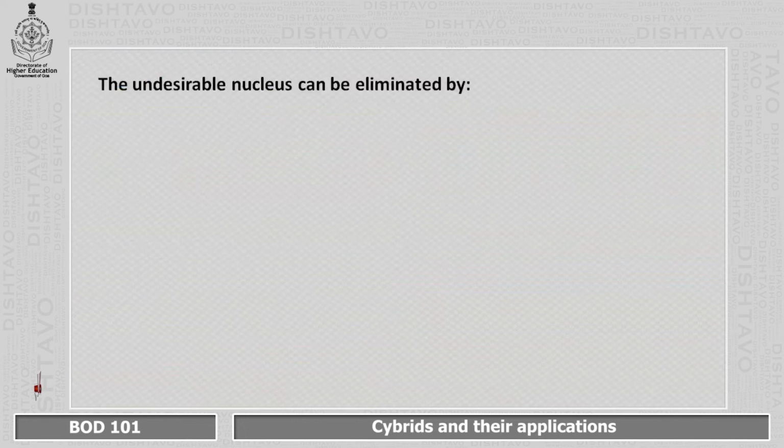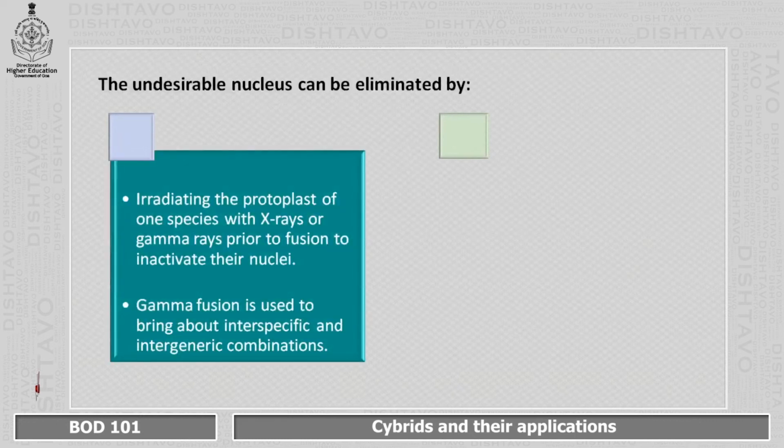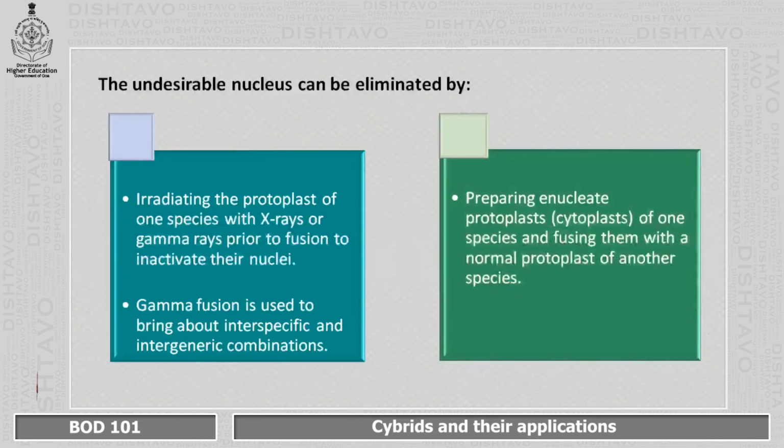We know that during the production of a cybrid, one of the parental nucleus is eliminated. This is done by either irradiating the protoplast of one species with X-rays or gamma rays prior to fusion to inactivate their nuclei. Gamma fusion is used to bring about interspecific and intergeneric combinations, preparing enucleated protoplasts, that is the cytoplast of one species, and fusing them with a normal protoplast of another species.